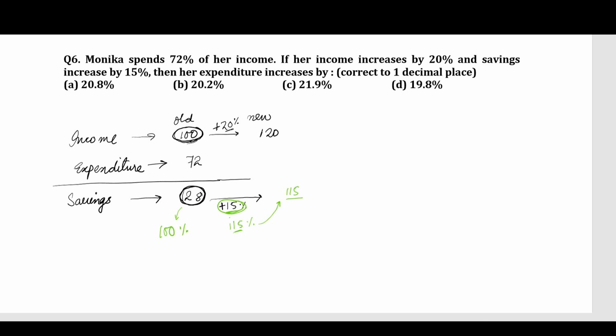115% of 28. 115 by 100 into 28. 4 7s are 28, 4 into 25, 5 5s are 25, 5 2s are 10, 5 3s are 15. 7 3s are 21, 7 2s are 14. 15, 16, equal to 161 by 5. 5 3s are 15, 16, 1 in hand, 5 2s are 10, 1 in hand, 5 2s are 10, 32.2.